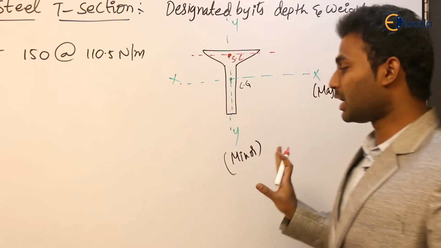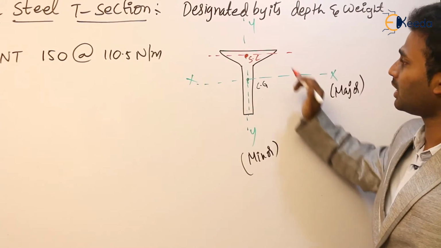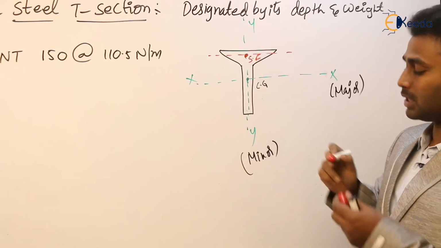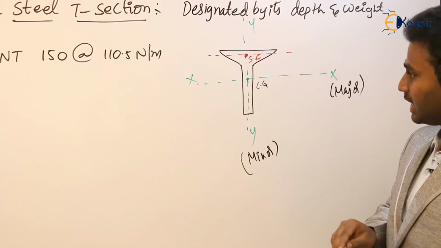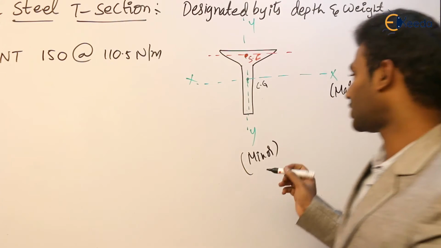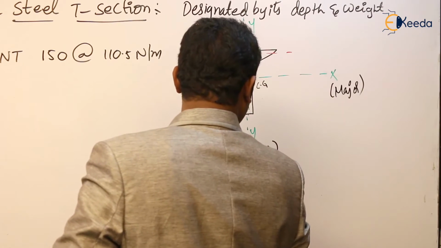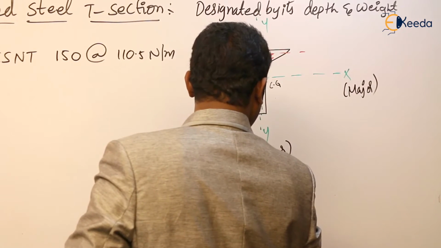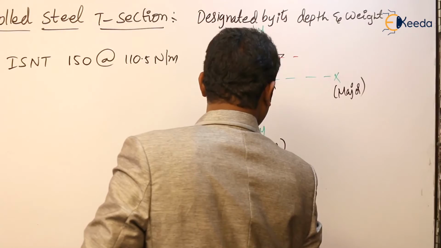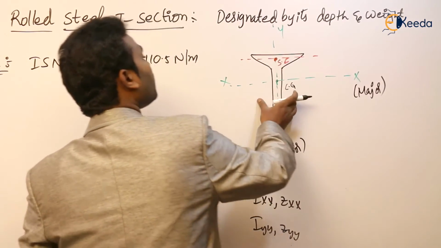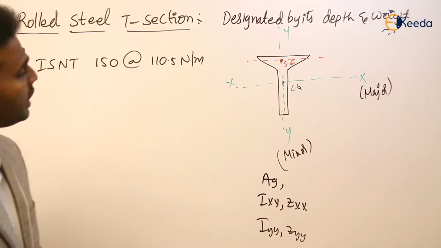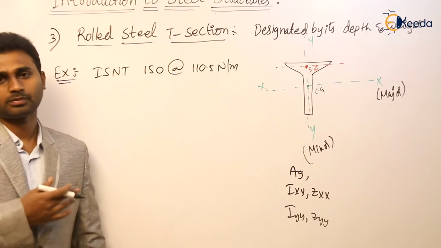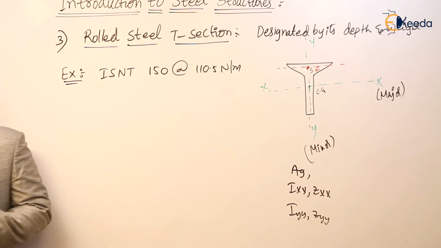Every detailing about the T section is also mentioned in the steel table, like AG, gross area, thickness and overall depth, and then IXX, ZXX and IYY, ZYY. Likewise every detailing of this T section is mentioned in the steel table. Take it down.